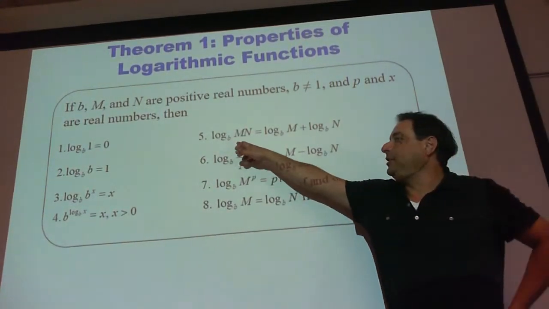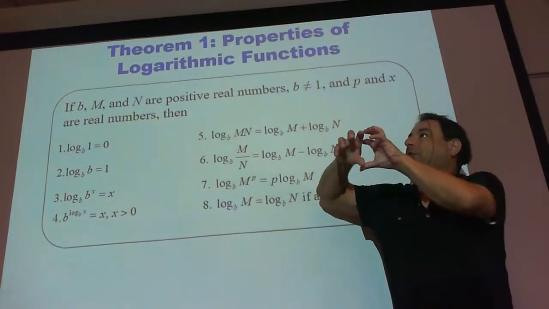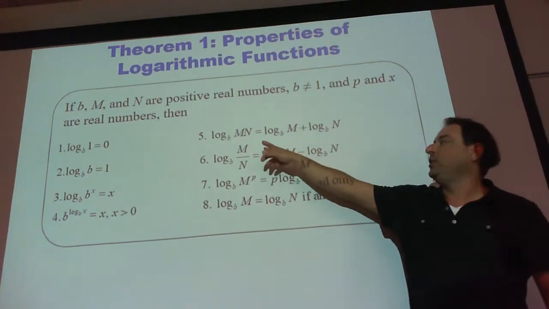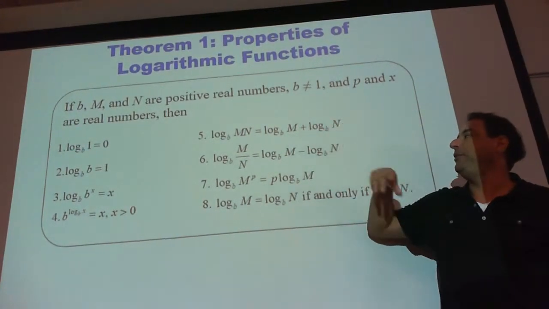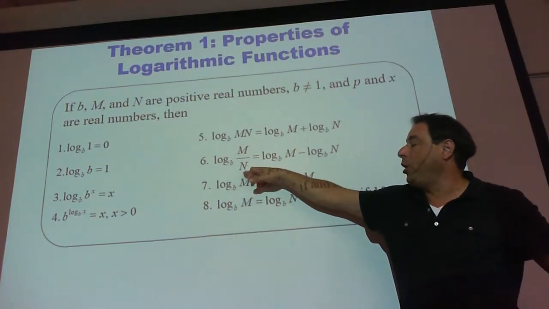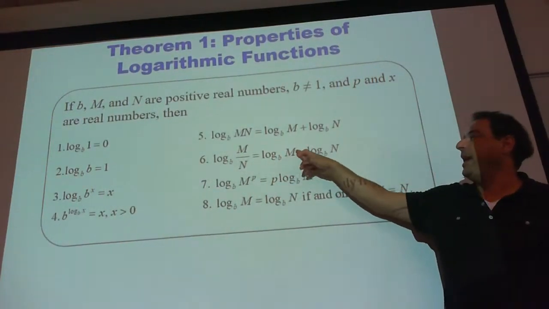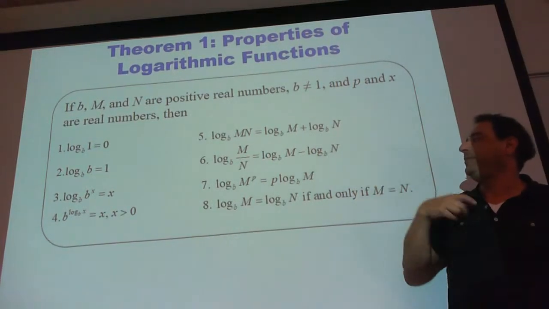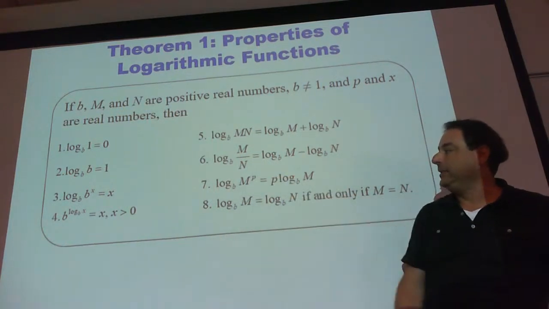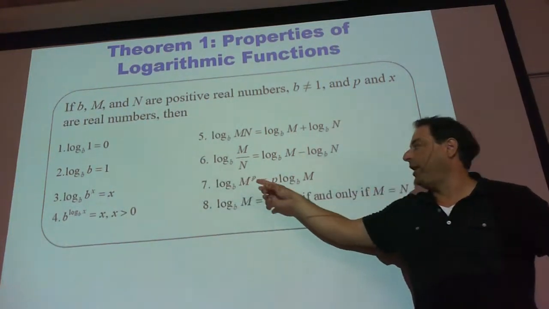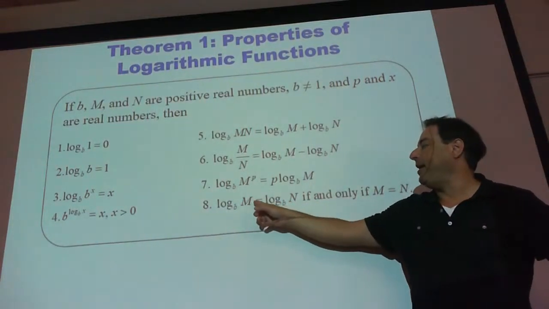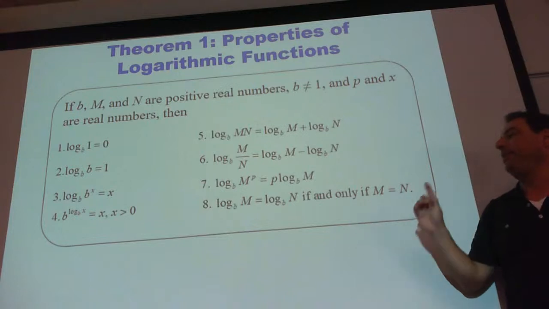If I had log base b of m times n, I could rewrite that as log base b of m plus log base b of n. So when they're multiplied, you can separate it by addition, and both have a log with the same base. If we're dividing, log base b of m over n is the same as log base b of m minus log base b of n. And log base b of m raised to the p, that p can move to the front. We can say p times log base b of m. And log base b of m equals log base b of n if and only if m equals n.